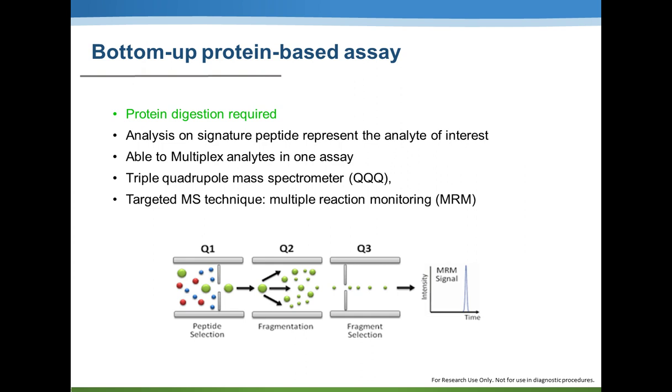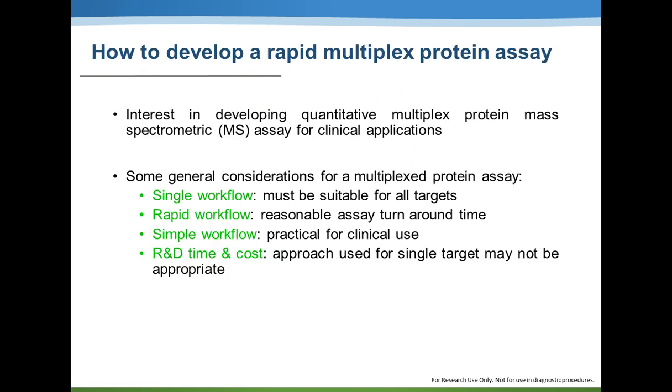mode. For people that don't know MRM well, in MRM the peptide with a specific mass is first selected in the first quadrupole, fragmented in the second quadrupole, and then reselected in the third quadrupole. So what we are talking about, one transition, is one precursor to fragment ion pair.